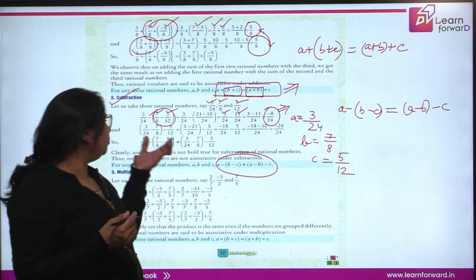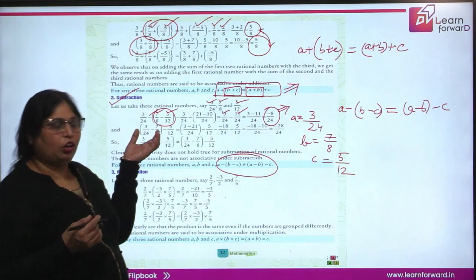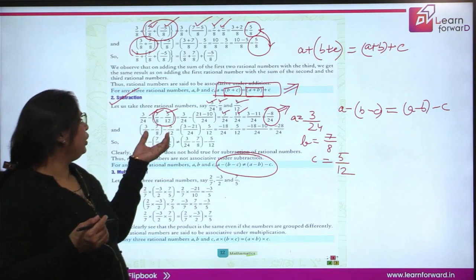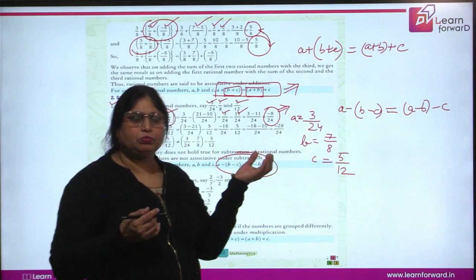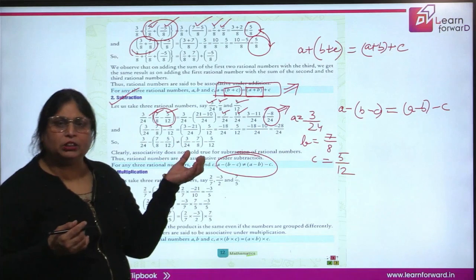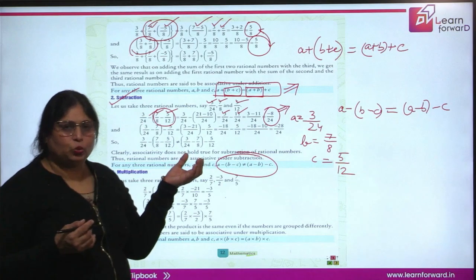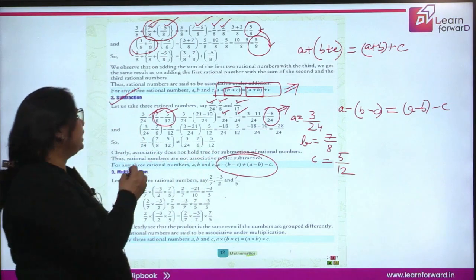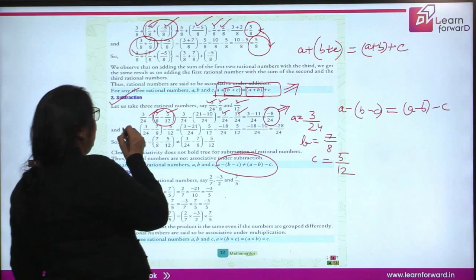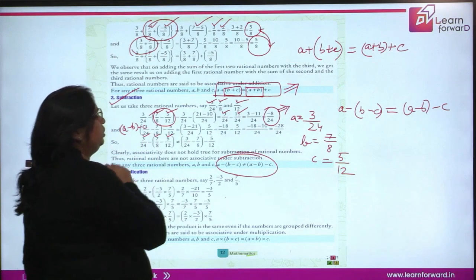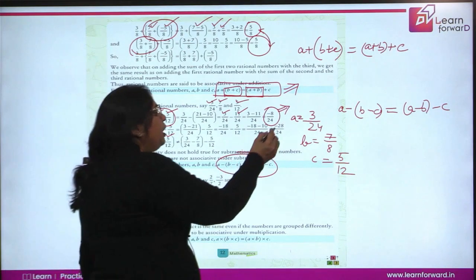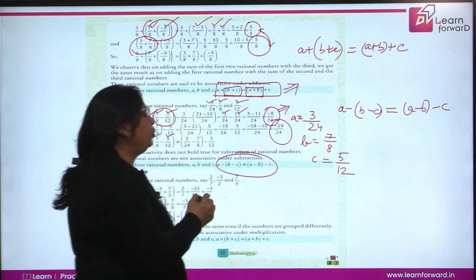In the first case, I am taking A out of the bracket, and 7 upon 8 and 5 upon 12 are within that bracket. Okay. You are getting the same answer? Now, for the second case, I am putting A minus B minus C. This is my A, this is my B, and this is my C. Answer is minus 28 upon 24.